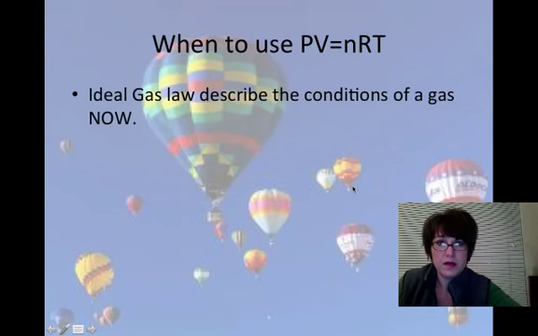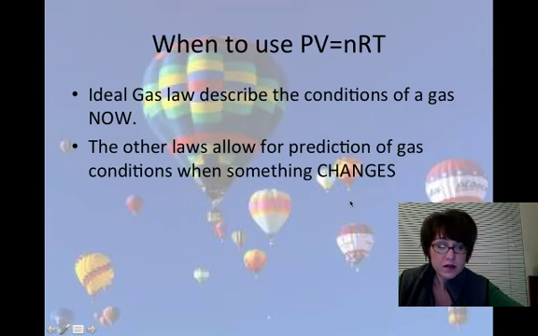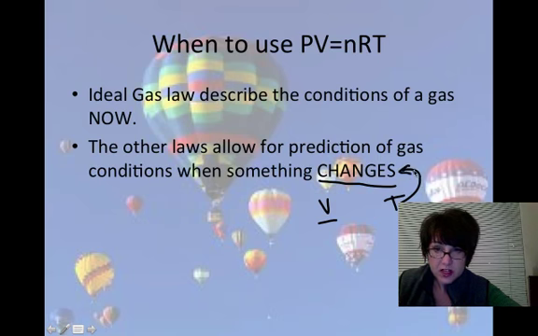The ideal gas law is used to describe the conditions of a gas as it is right now. The gas laws that you just used, Boyle's law, Charles' law, and so on, are to describe when something changes. Like it says, what will the volume be, or what will the temperature be? That's because something's changing. But if it says what is the temperature, then we would use PIVNERT and not Boyle's law or Charles' law or the combined gas law in any form.